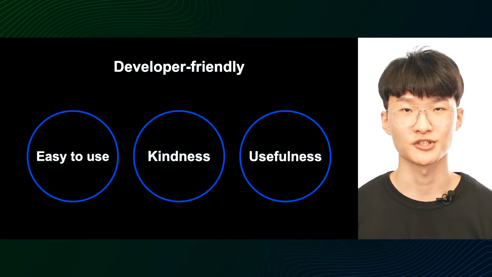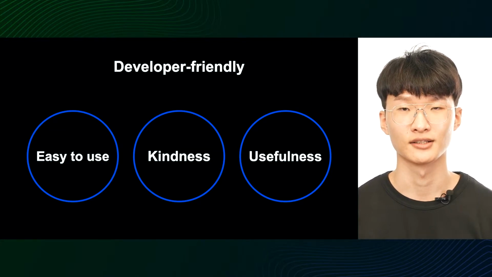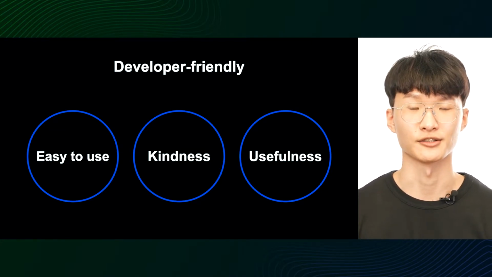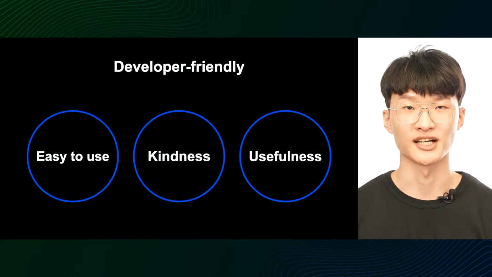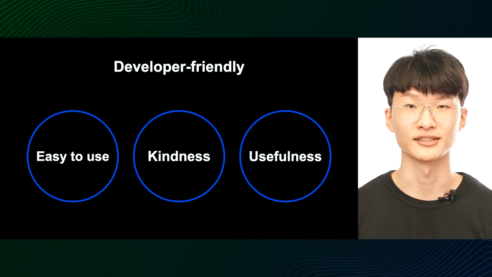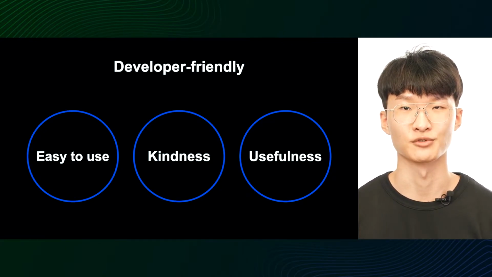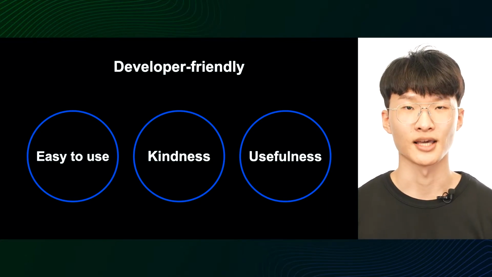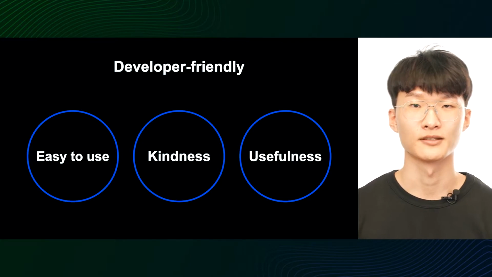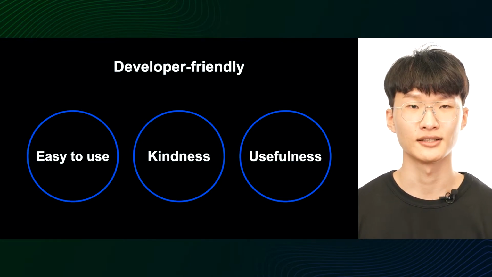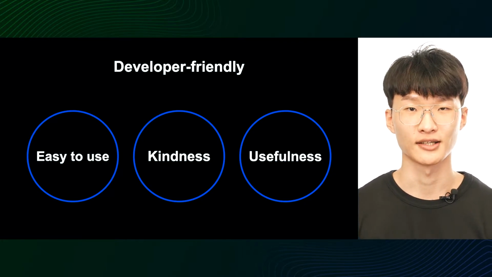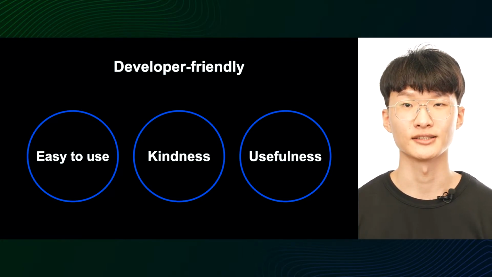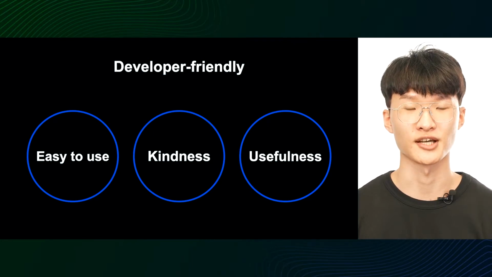Now, I would like to go back to the first question I asked in this session. What does developer-friendly mean? I would like to focus on the inconvenience that existed in applying the UI component library. In my opinion, the three elements that contribute to developer friendliness are ease of use, kindness, and usefulness. A library has to be easy to use. The developer using the library has to feel that it is easy and light to use.